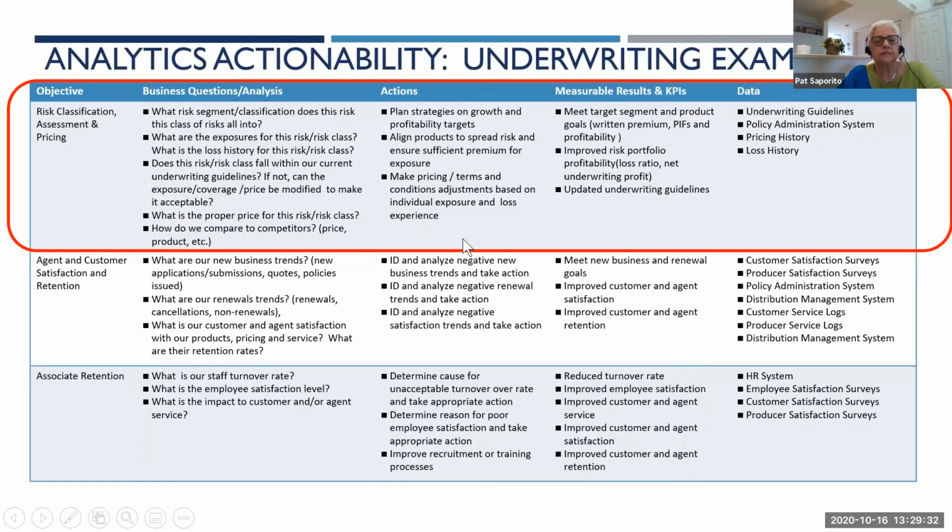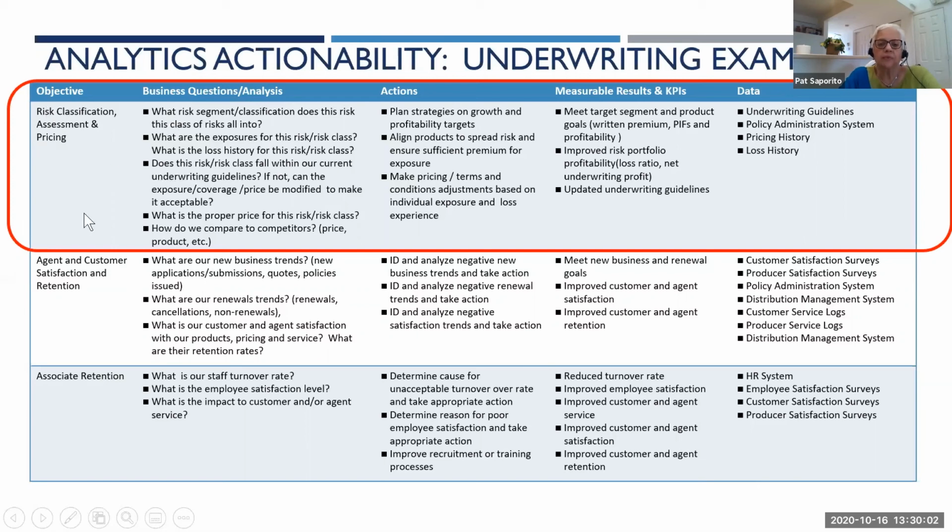So let's look at this in a little bit more context. I'm going to show this analytics for an underwriting example. At the end of the day, let's just say our objective is to improve our underwriting profitability. That's the overarching objective, and we've got three sub-objectives we want to look at: risk classification, assessment and pricing; agent and customer satisfaction and retention; and associate retention. We're assuming we're going to improve all of this.